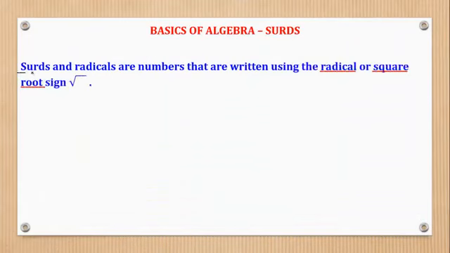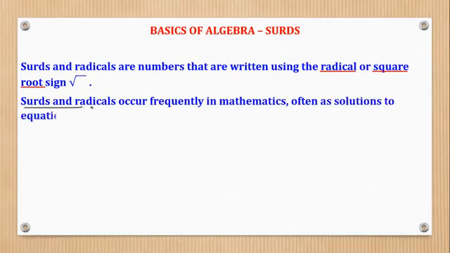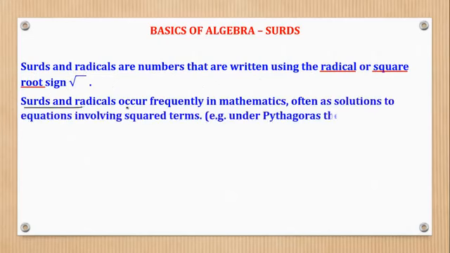So there are two words, surds and radicals. Radicals are numbers that are written using the radical sign, or what we call the square root sign. So this is what we call the radical sign, or commonly known as the square root sign. Surds and radicals occur frequently in mathematics, often as solutions to equations involving squared terms. I think you remember seeing it under Pythagoras theorem, which we covered in the previous holiday.